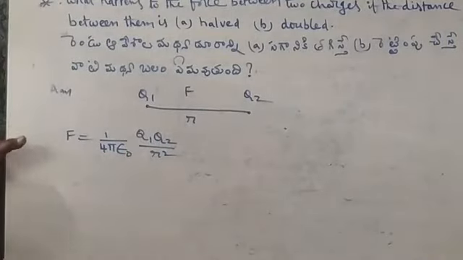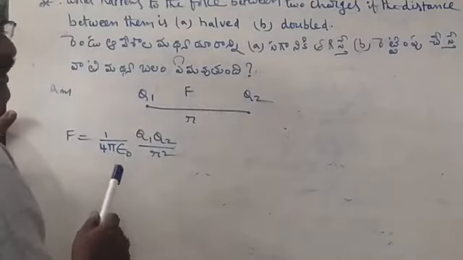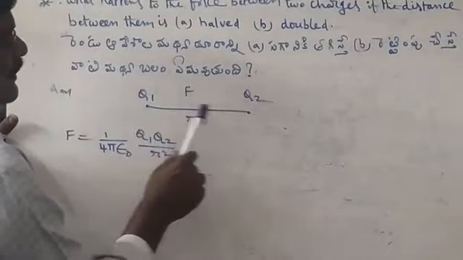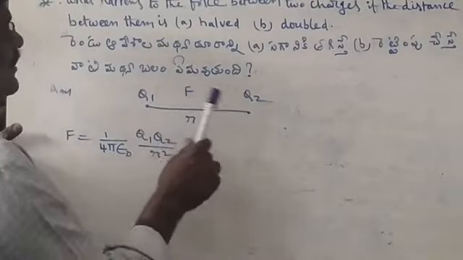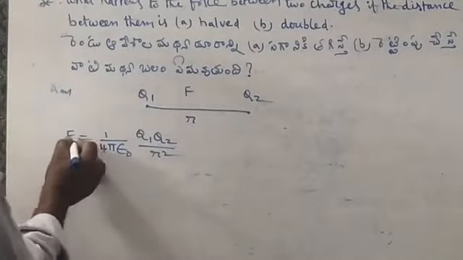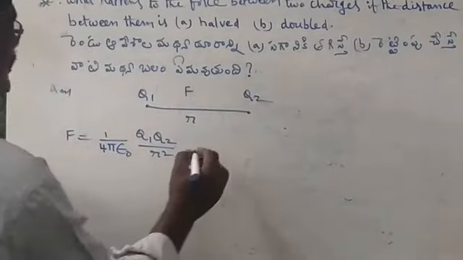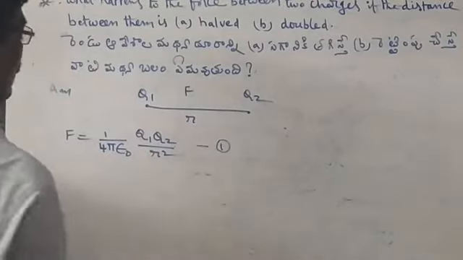Same charges repel each other, opposite charges attract each other. Anyway, the force between them is F is equal to 1 by 4 pi epsilon naught into Q1 Q2 by R square. This is equation number 1.